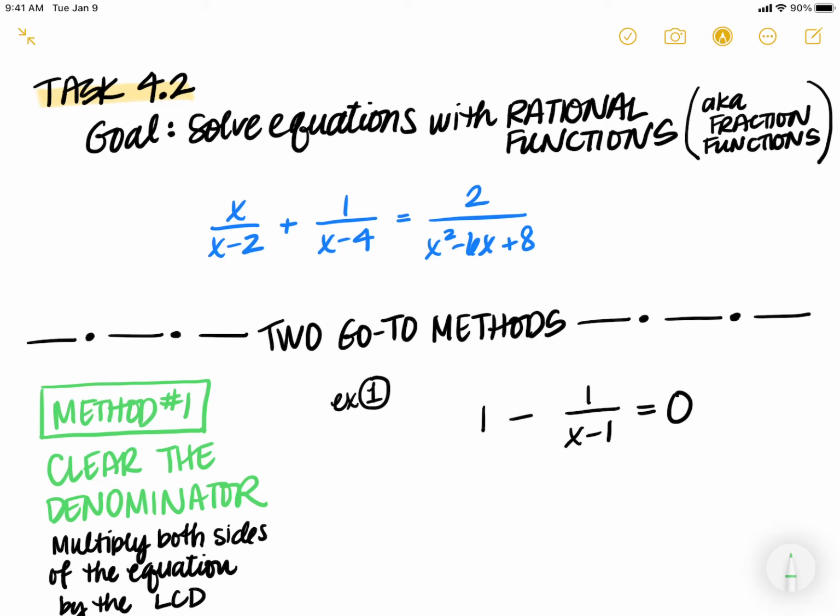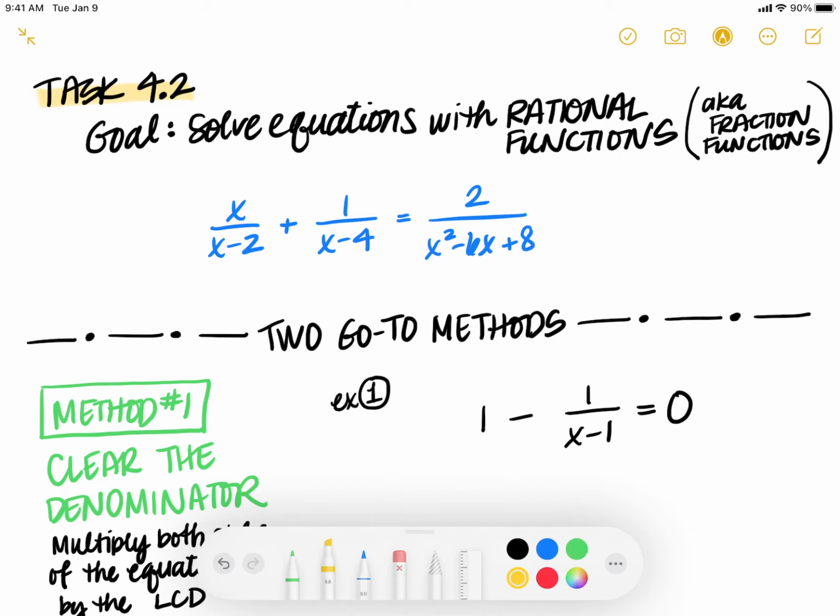This is just the first of two videos that are going to help you solve equations with rational functions. Now, that is our goal, to be able to solve equations with rational functions. And just a reminder, what is a rational function? You may like to think of them as fraction functions. What do I mean by that? Fraction functions. They're just anything with variables in the numerator and denominator.